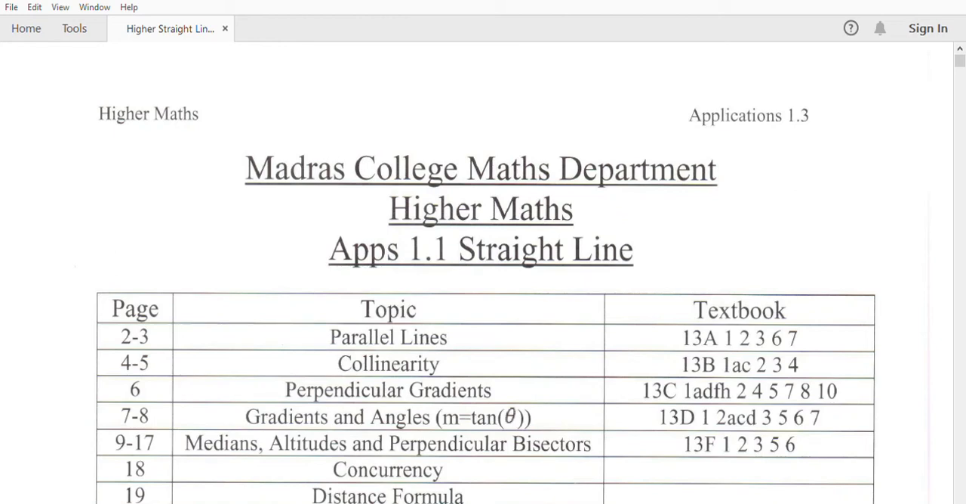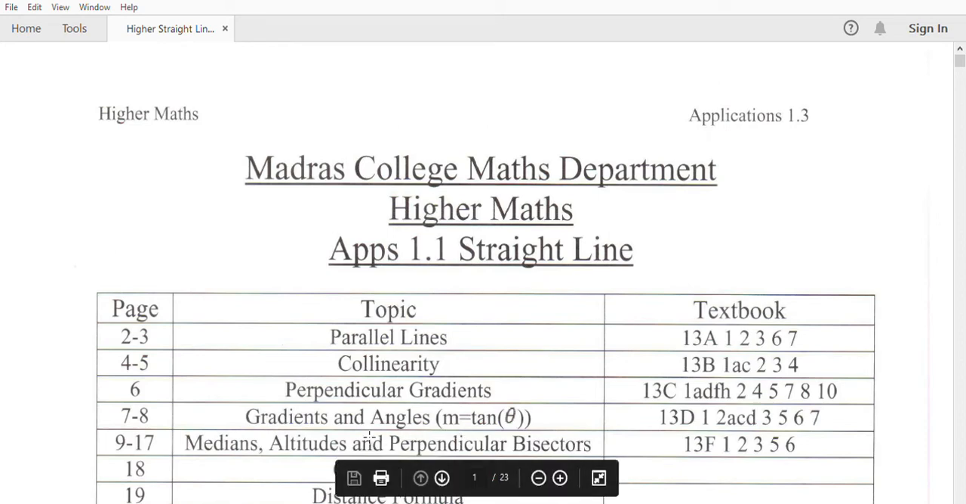Hello and welcome back to the straight line section of the SQA Higher Maths course. We are looking at medians, altitudes and perpendicular bisectors. We're going to do an example with two of these and finding the point where they cross. Okay, it's a standard exam question. So I'm going to jump down to page 15, I think.